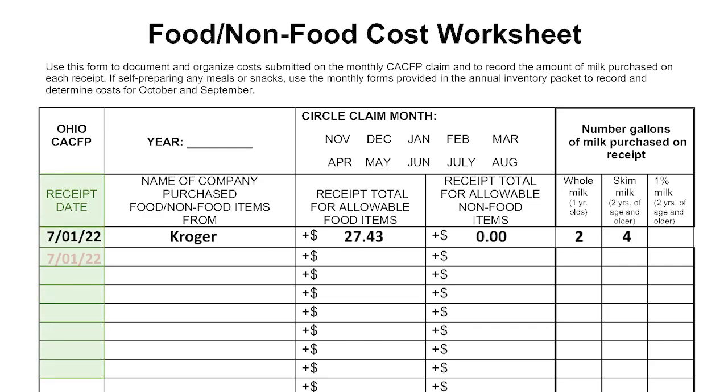Enter the date of July 1st. The vendor is GFS or Gordon Food Service. In the allowable food columns, enter $87.92. Then in the allowable non-food items, enter $126.52. And finally, enter the milk quantities. In this instance, we do not have any milk, so we just leave it blank.